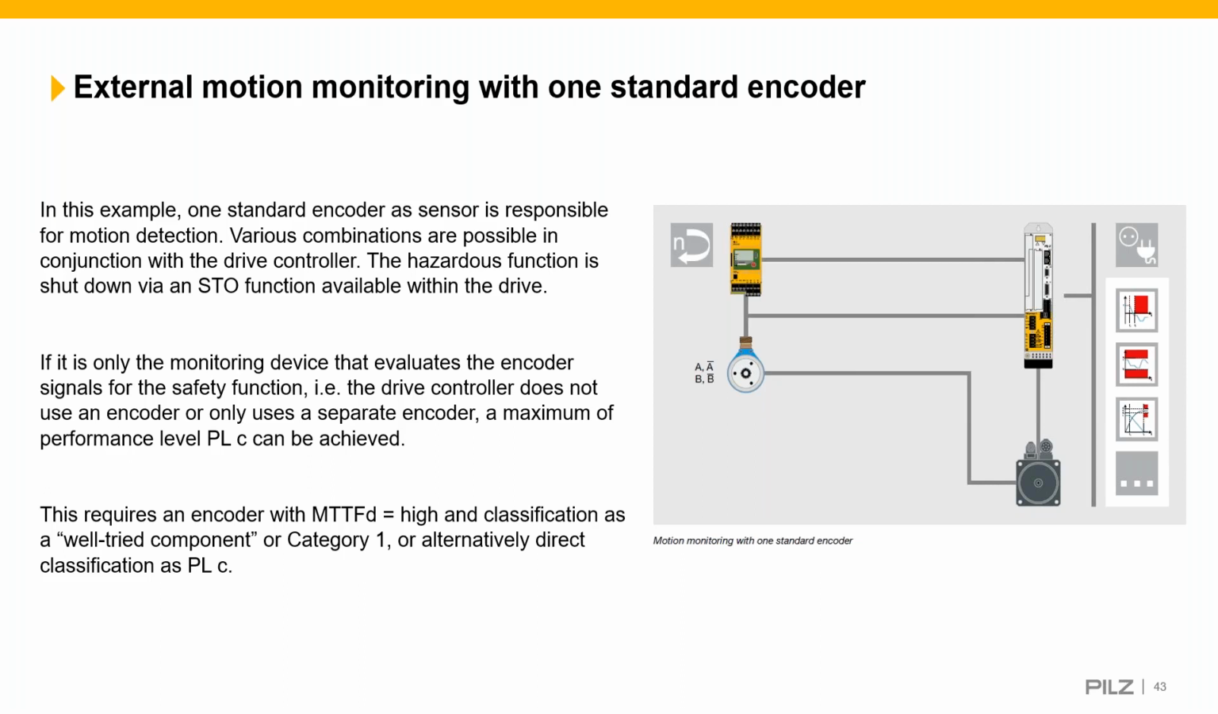If it is only the monitoring device that evaluates the encoder signals for the safety function, i.e. the drive controller does not use an encoder or only uses a separate encoder, a maximum of performance level C can be achieved. So something to bear in mind there. This requires an encoder with the mean time to dangerous failure equaling high and classification as a well-tried component or category 1, alternatively direct classification as performance level C.